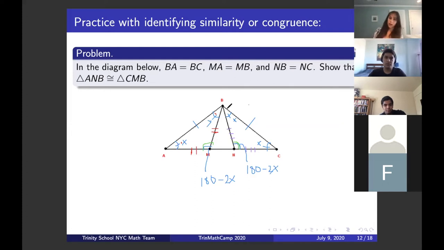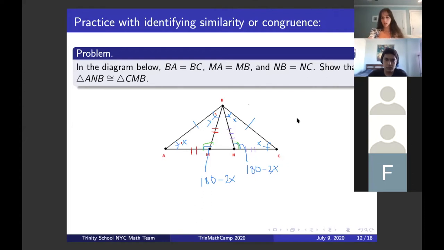Would you use SSS, SAS, SSA? No, AAS. We don't want to use SSA. This is a really difficult problem, honestly, so we're going to give you some time to do it. Repeat the question, as some people in the chat asked: we're asking how to prove that these two triangles are the exact same triangle. So ANB is the same as saying CMB. I can highlight them in a sec.